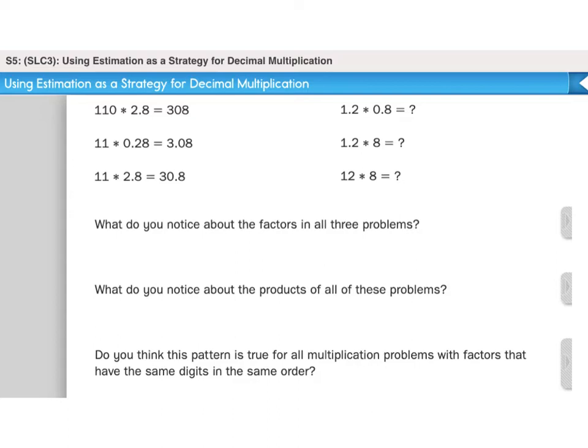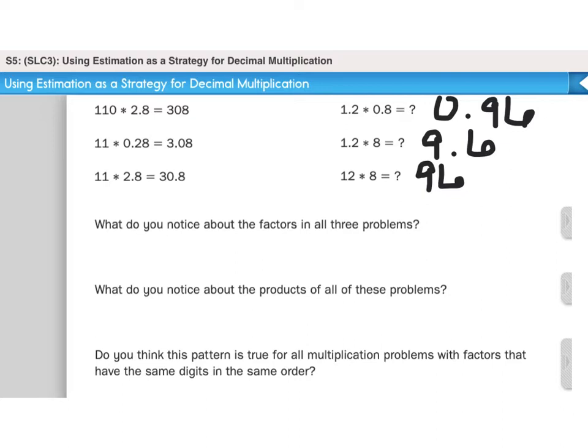Now look at the problems on the right side of the page and take just a minute, use your calculator and solve each one and jot down what your answers are. Once you have done that, I will show you what the answer should be. So 1.2 times 0.8 is 0.96. 1.2 times 8 is 9.6. And 12 times 8 is 96.